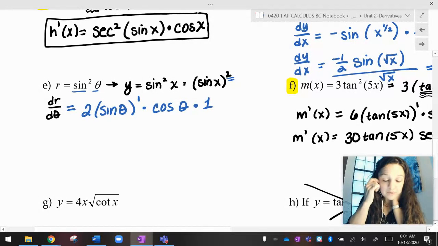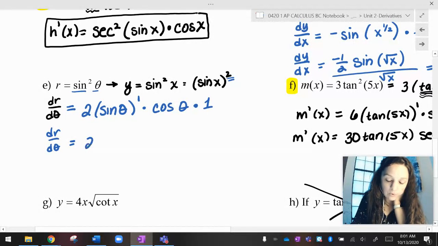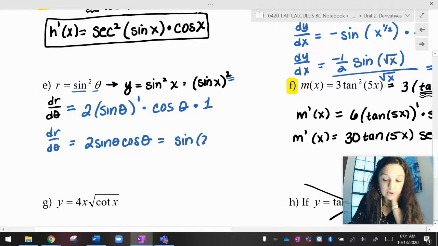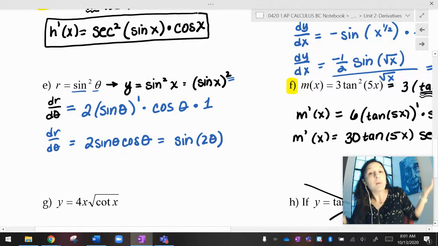So the derivative of sine squared theta is dr d theta equals 2 sine theta cos theta, which if you remember from the front, if you wanted to, you could rewrite as sine 2 theta. You do not have to, but you could.